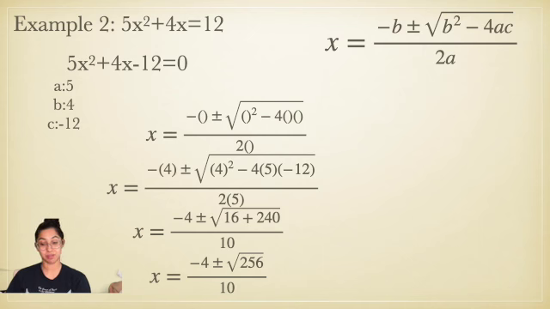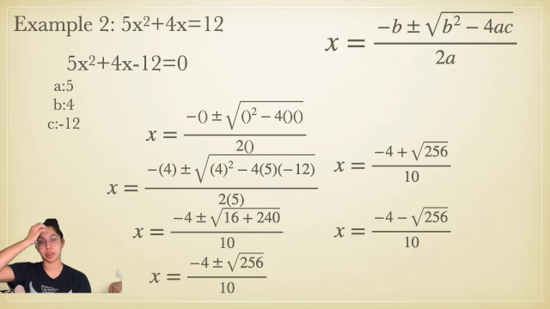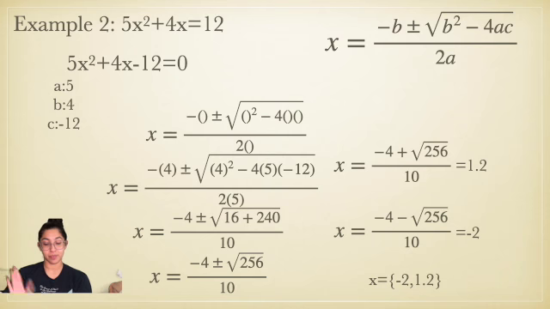This was a lot. So we're gonna go ahead and separate this into two problems. So a plus or addition problem and then a subtraction problem. So negative 4 plus square root of 256, all divided by 10. And negative 4 minus square root of 256, all divided by 10. So we get 1.2 here, and we get negative 2 down on the bottom. And we're going to list out our x values. So negative 2, comma 1.2.